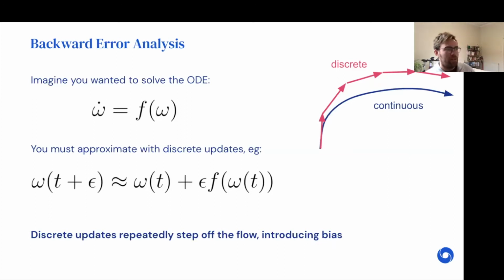And the particular tool that we're going to use today is backward error analysis. As I just said, the setting is that we imagine we want to solve some continuous ODE f of omega, but we're forced to approximate it with discrete updates. And the consequence of that is that every discrete update will step slightly off of the path of the underlying flow, as I show in this simple diagram in the top right. And so over a series of updates, a bias is going to emerge between the discrete iterates and the solution to the continuous ODE. And we'd like to be able to capture that bias.